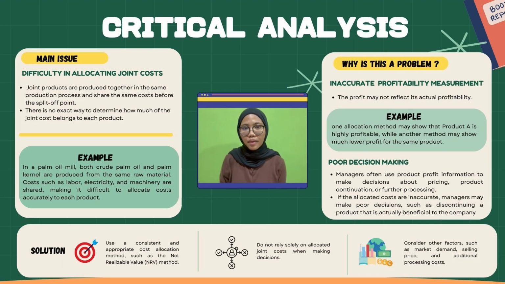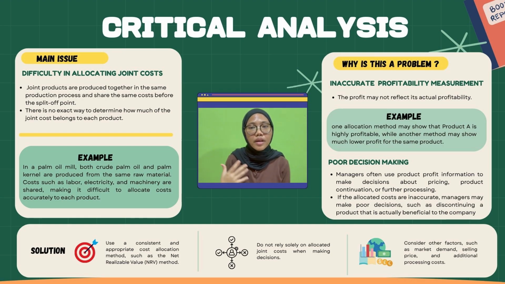Now, let's talk about how to solve this issue. One solution is to use a consistent and appropriate cost allocation method, such as the net realizable value, or NRV, method. The NRV method allocates joint costs based on the estimated final selling value of each product after further processing costs are deducted. This helps provide a more realistic contribution of costs compared to arbitrary allocation methods.